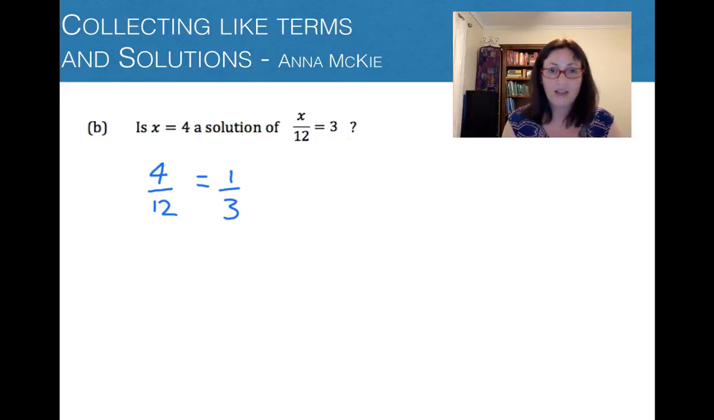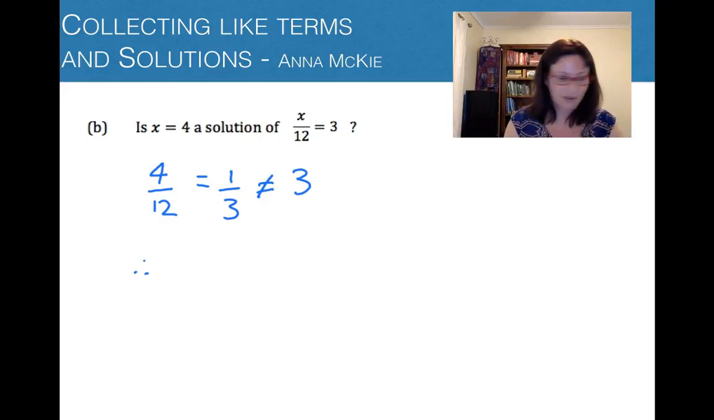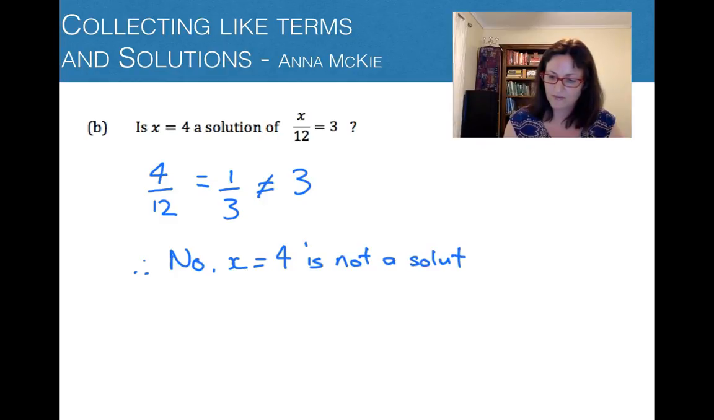No, it's not. And we represent that by the not equal to sign, which is the equals with the line going through it, not equal to 3. But we can't just leave it there. We must go back and answer the question, which was, is x equals 4 a solution of that? So what do you think? No. So there we go. Therefore, no. x equals 4 is not a solution. And we've finished that question.